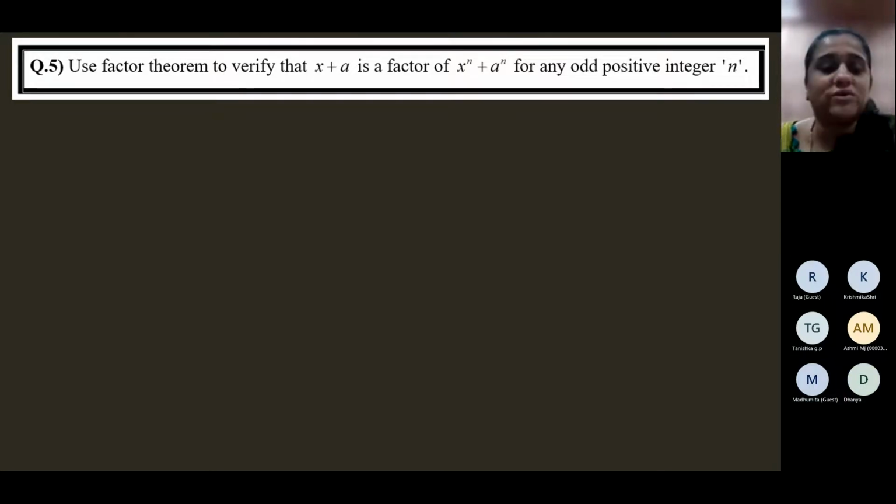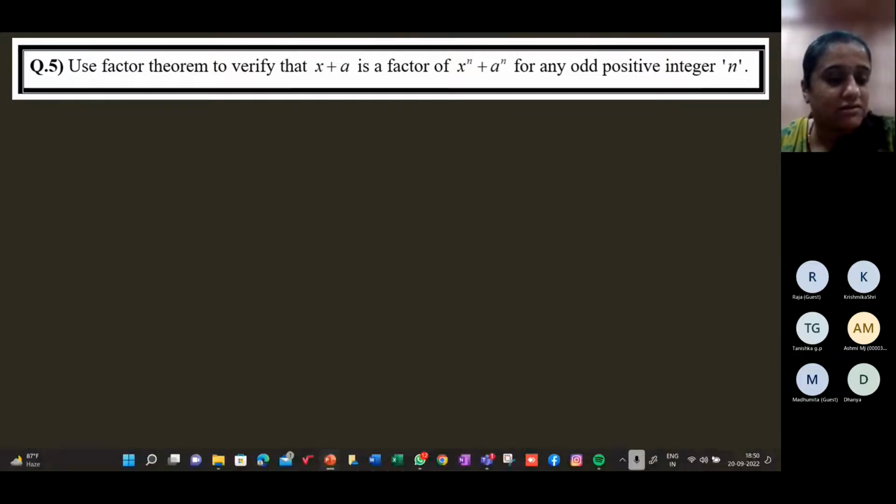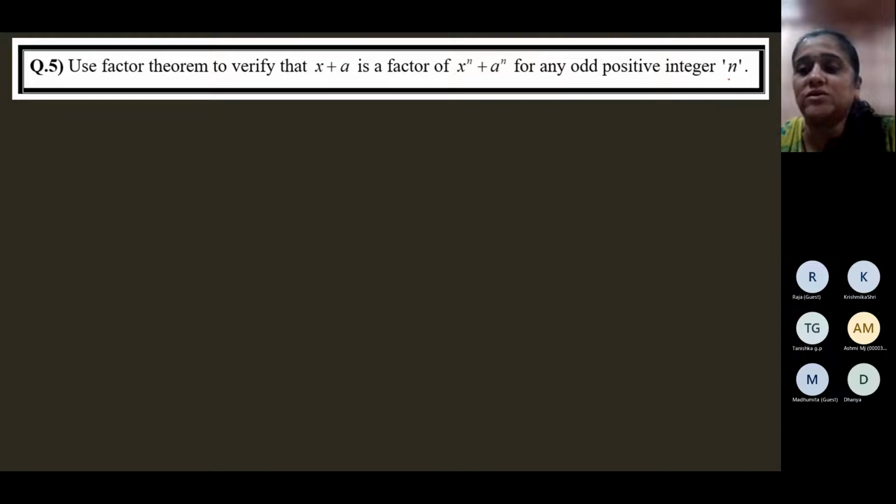All right, children. So write down this question. Use factor theorem to verify that x plus a is a factor of x to the power n plus a to the power n for any odd positive integer n. I think we finished this also because I remember that n was missing. Okay, let's anyway do this again.